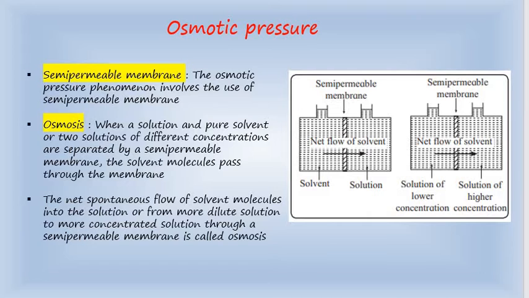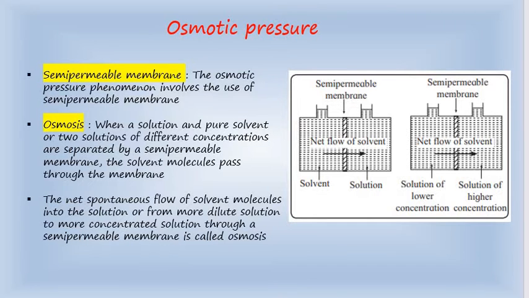When a solution and pure solvent, or two solutions of different concentration, are separated by a semi-permeable membrane, then the solvent molecules pass through the membrane, and the direction of flow of solvent is from the higher concentration area of solvent particles to the lower concentration area of the solvent particles. Until when will it take place? Till the concentration of solvent becomes uniform on both sides.